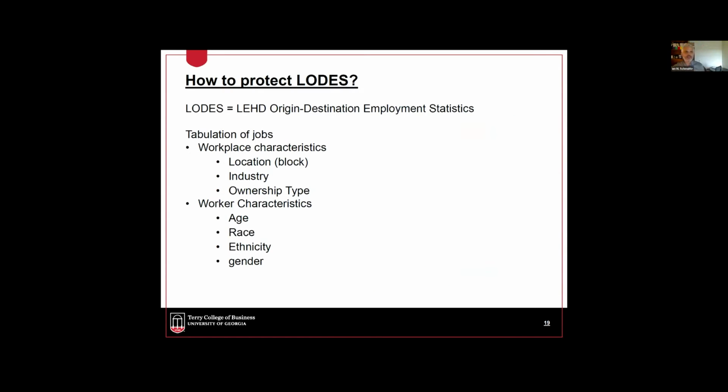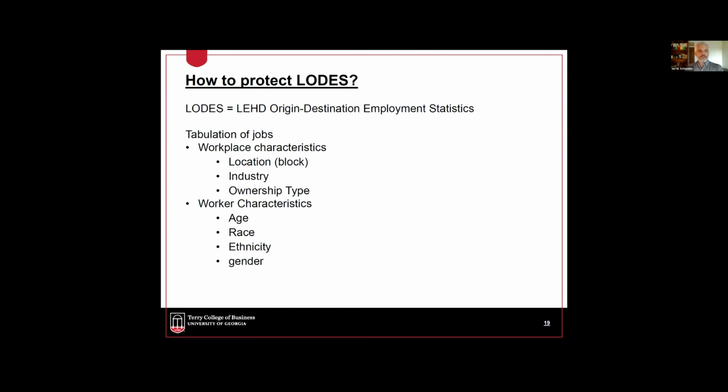So the question here is, how do you protect the data that are known as LODES? So the LODES are the LEHD Origin-Destination Employment Statistics. And the data that underlie the LODES are essentially a tabulation of jobs that are in the LEHD database. So these are jobs that are subject to unemployment insurance taxation.